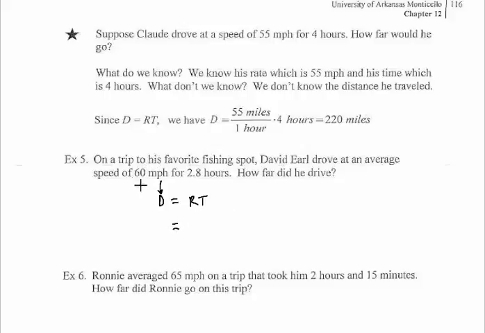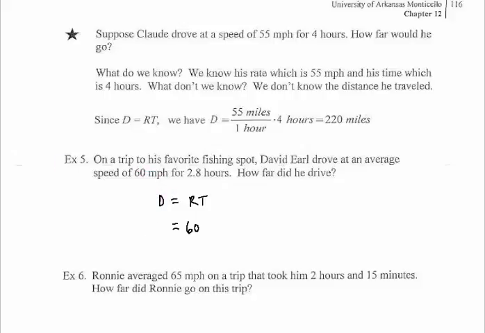And this 60 is our rate, miles per hour. Whenever you see per, the number that it's associated with is your rate. So R gets replaced with our 60. And that's kind of confusing the way I've written that. I've got the arrow here. D is just simply what we're solving for. That was the purpose of the arrow.